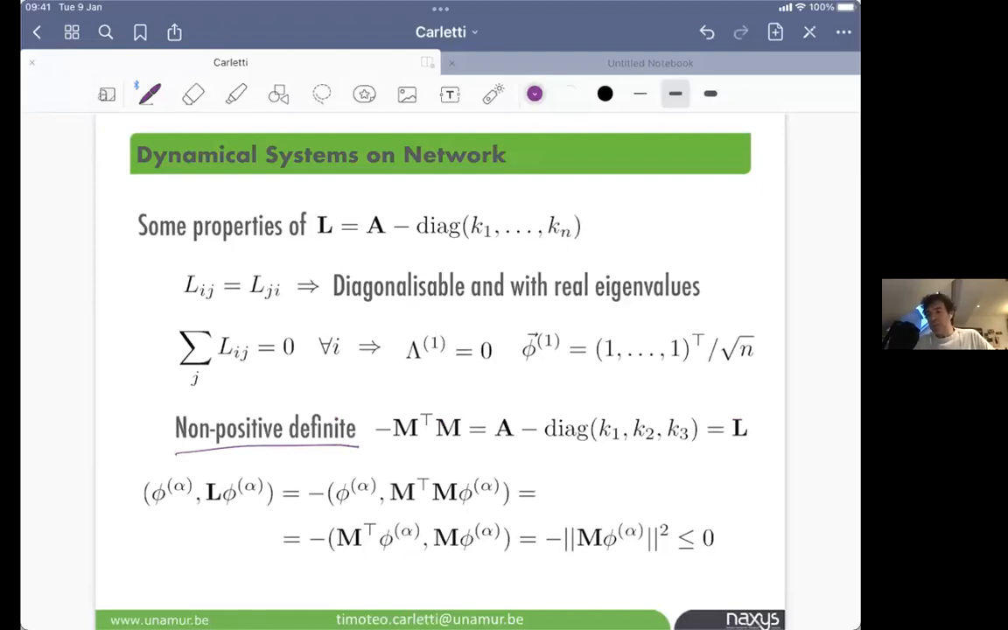So it is non-positive definite. This means that you have 0 as an eigenvalue, and then the rest of the spectrum is negative. You can check this simply by taking the scalar product.